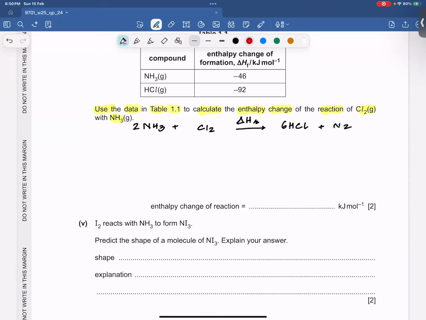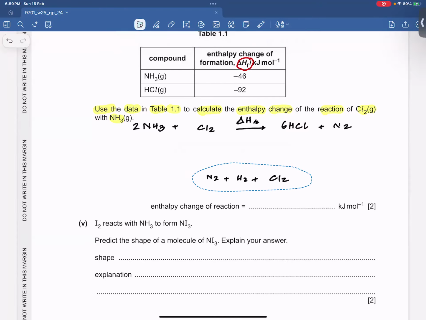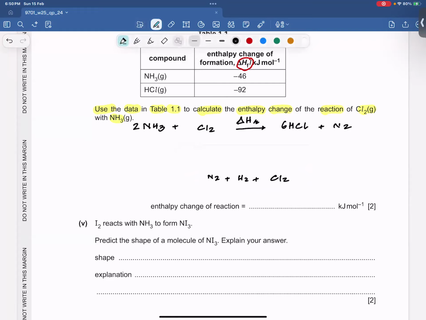And since the formation data is given, the Hess cycle needs to start from constituent elements. So I need nitrogen, I need hydrogen, I need chlorine. And for this, the arrow needs to be upwards. The enthalpy change of formation of ammonia is given, which is minus 46. Since we have 2 moles in the equation, we need to multiply by 2. The enthalpy change of HCl is given in the data, which is minus 92. Since we have 6 moles, we need to multiply by 6.